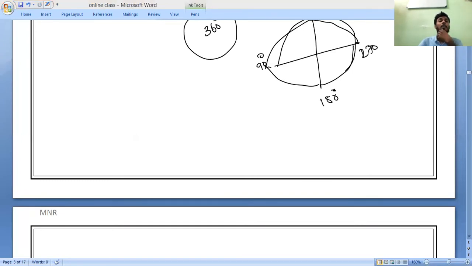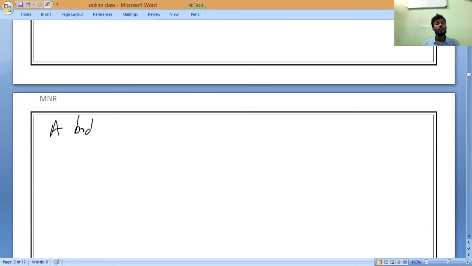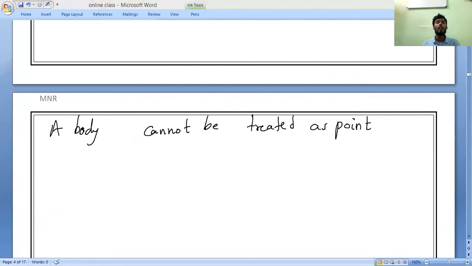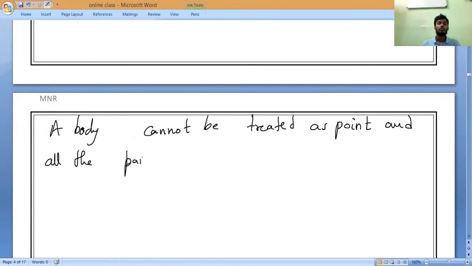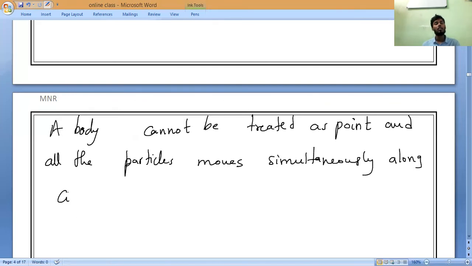Rotatory motion. A body cannot be treated as a point. But what is happening? And all the particles move simultaneously along circles. But in the middle, what will be there? Axis of rotation.